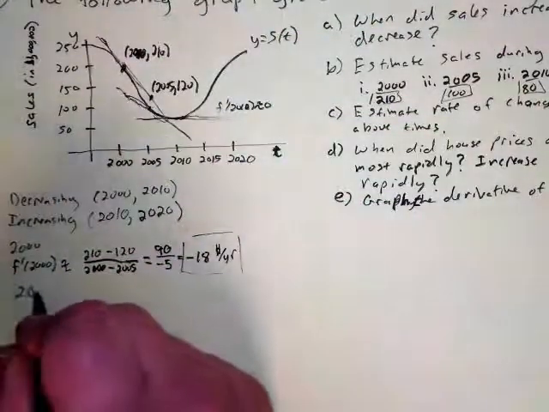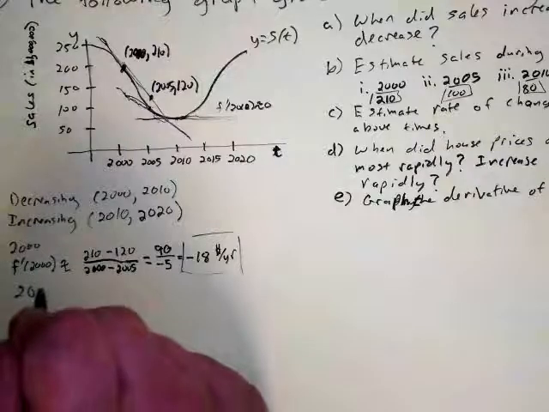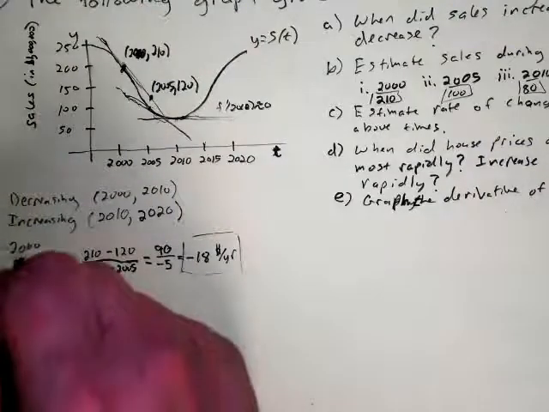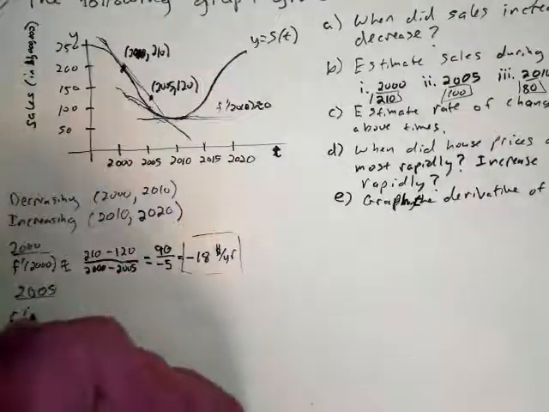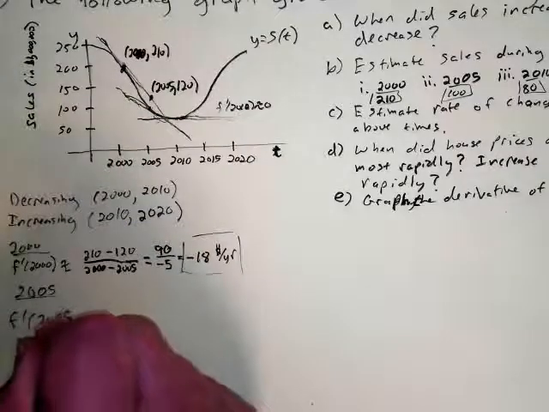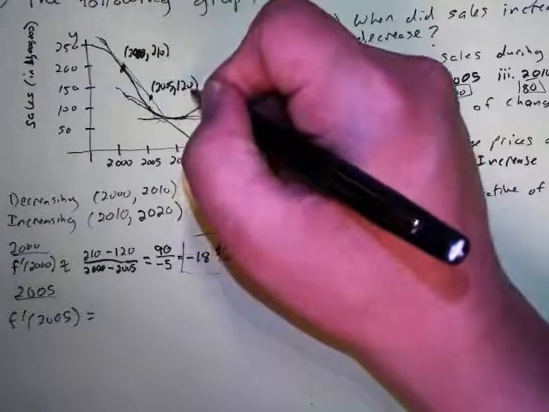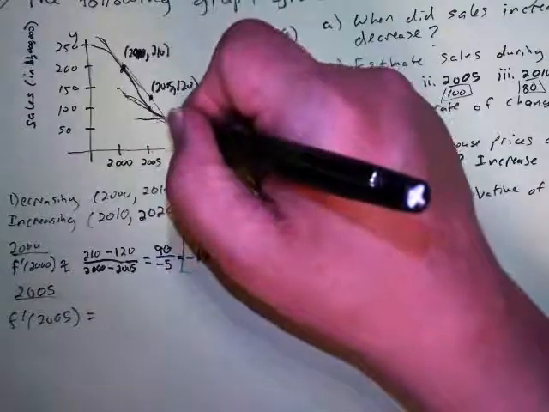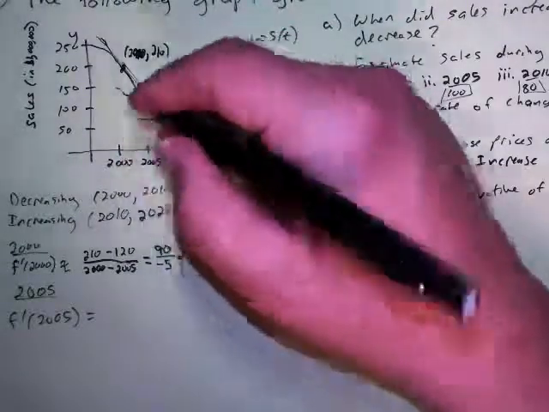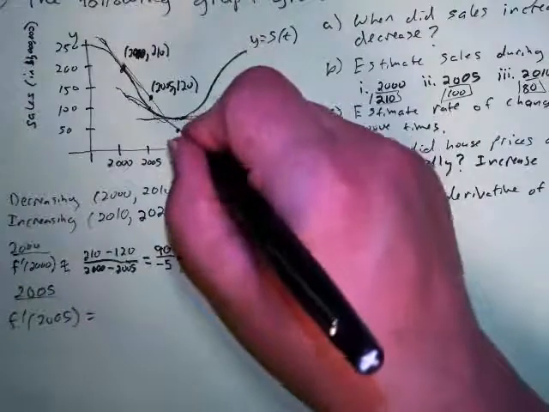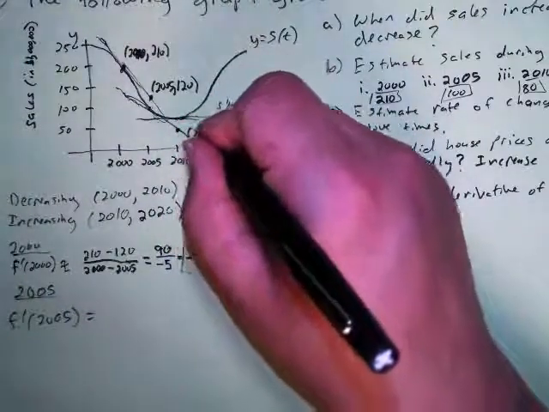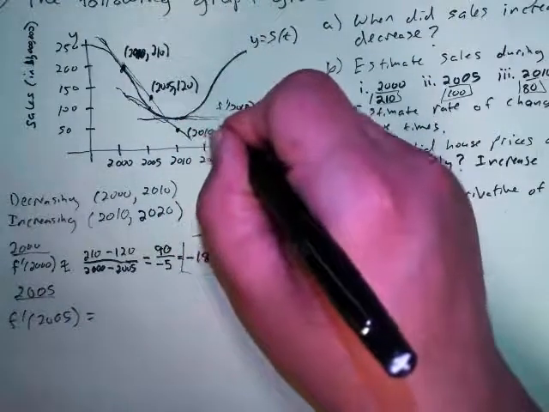Let's do 2005, right? And I want f prime at 2005. Well, I know that this point here is 2005, 120. And then let me pick another point on here. So 2010, it looks like it's 50. So this point here on the tangent line would be 2010 and 50.